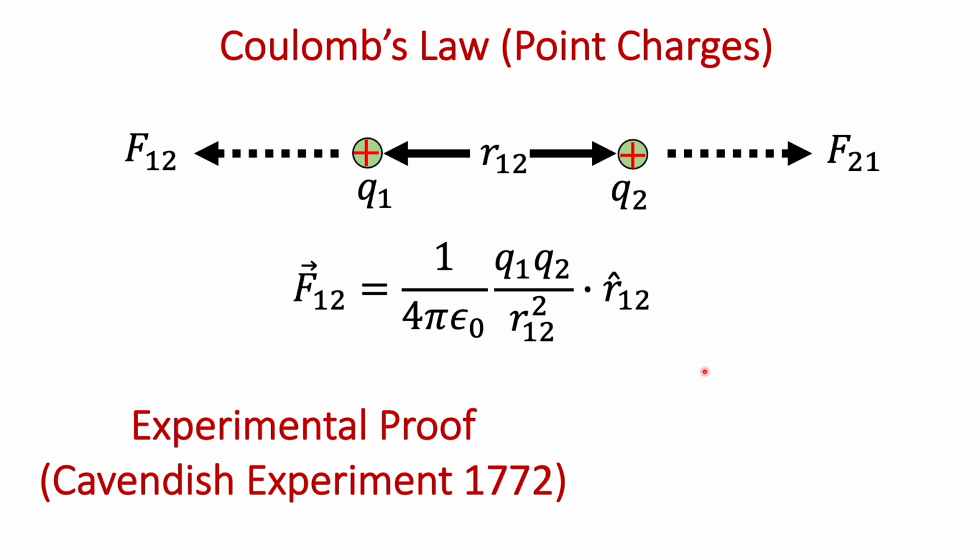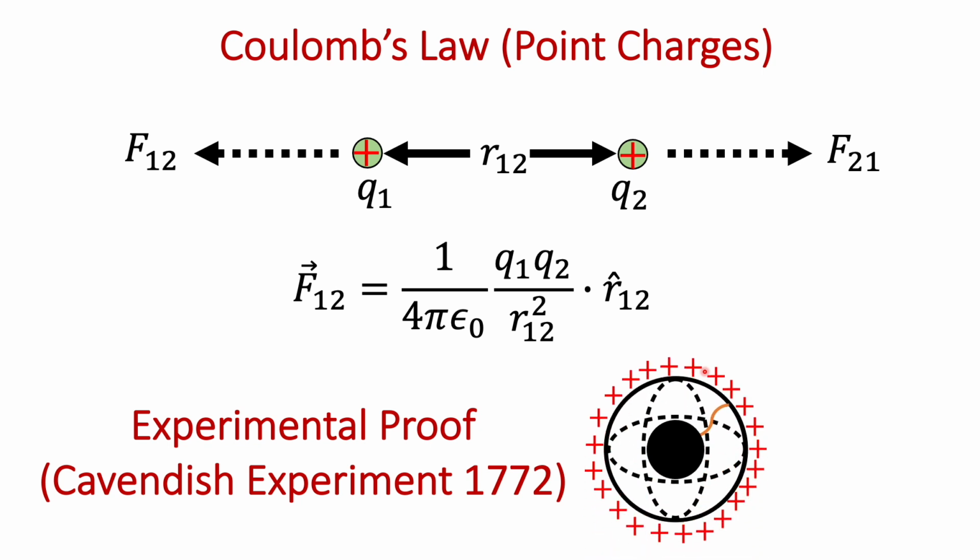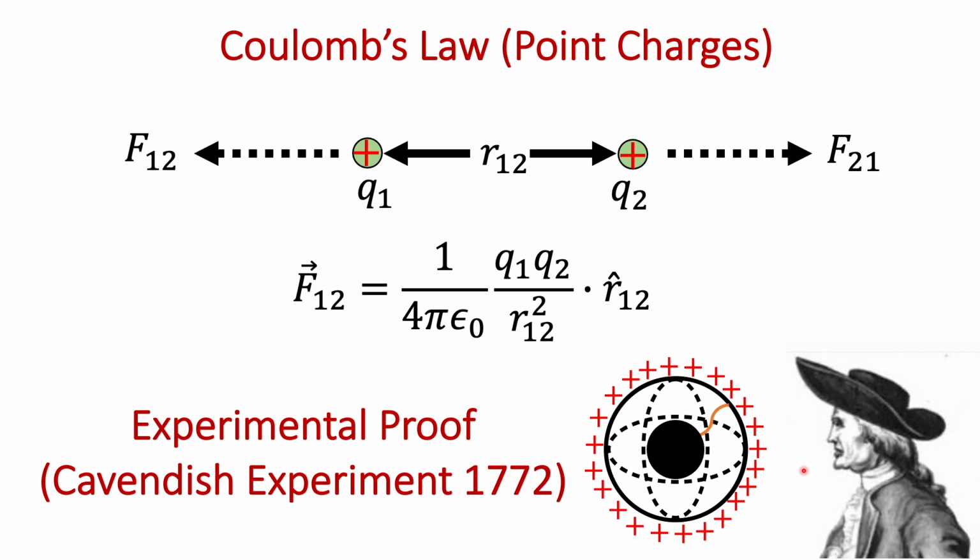The first experimental proof of this r square dependence was actually done by Cavendish in 1772. Actually, it was quite difficult to design or imagine such a system which can really prove the r square dependence. What he did was he took a hollow sphere which had a solid sphere in it, and he connected them by a wire, and then he distributed the charge on the hollow sphere by an external source. Then he calculated the force.